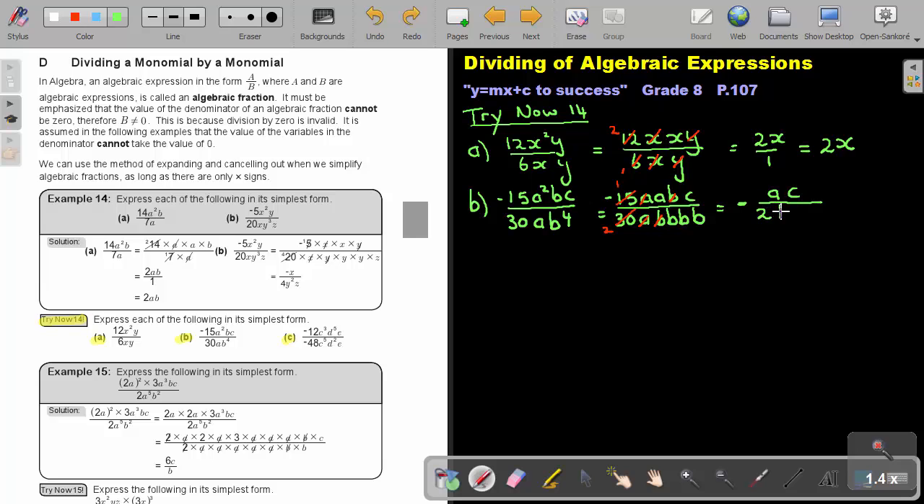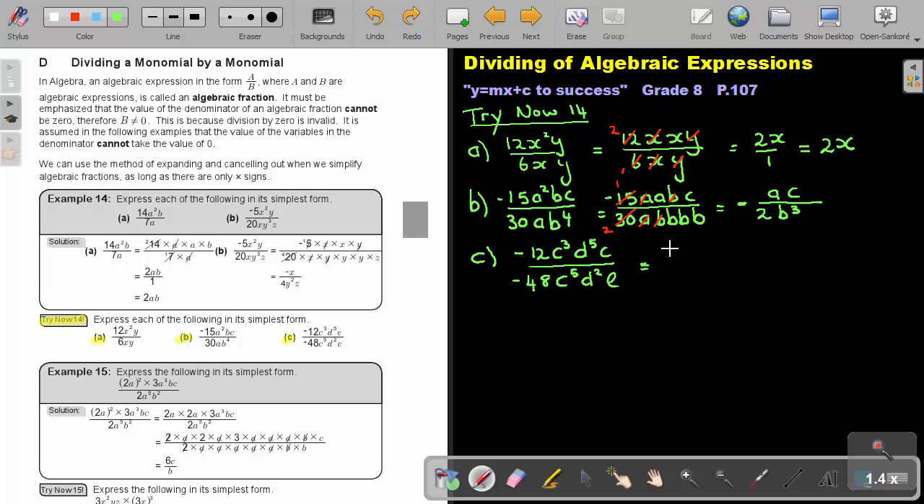B to the power of 3. And that's the final answer. Let's look at number C. This is negative 12 C cubed D to the power of 5, over C. And it's negative 48 C to the power of 5, D squared and E.